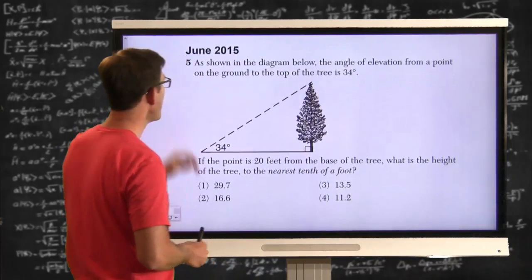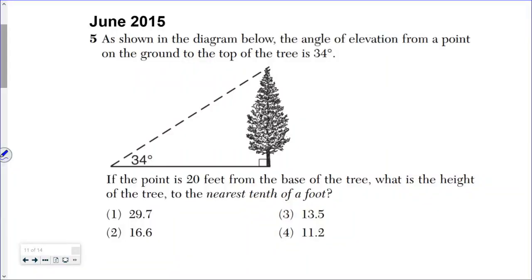Number 5. As shown in the diagram below, the angle of elevation from a point on the ground to the top of a tree is 34 degrees. If the point is 20 feet from the base of the tree, let me just draw that in, that's my 20. The height of the tree to the nearest foot is what?